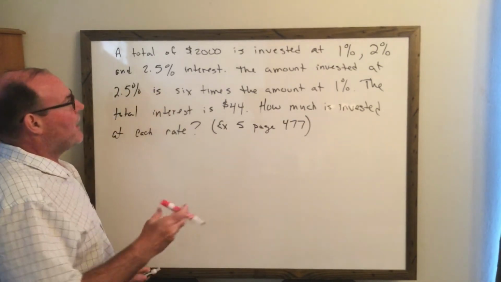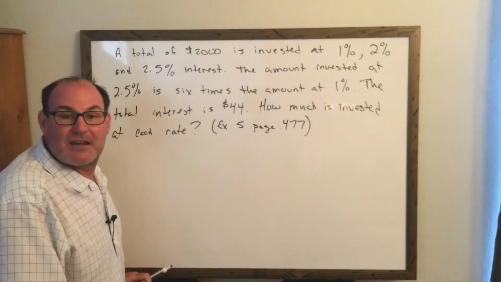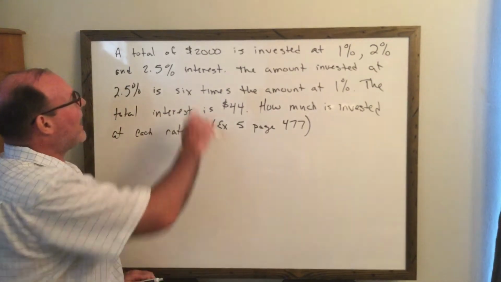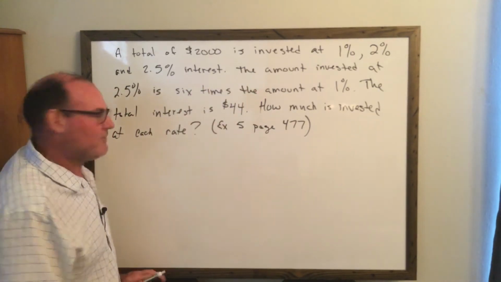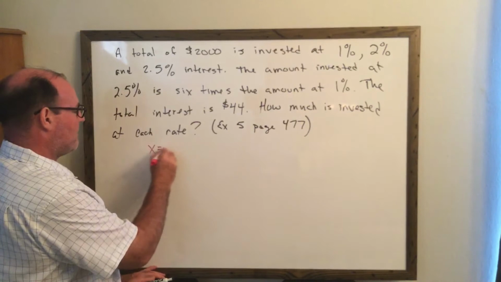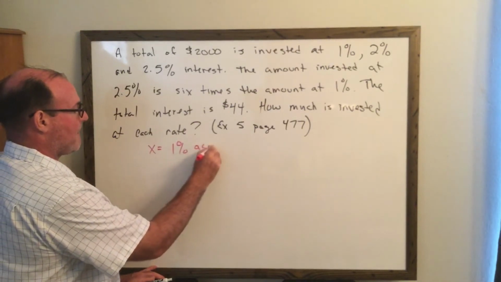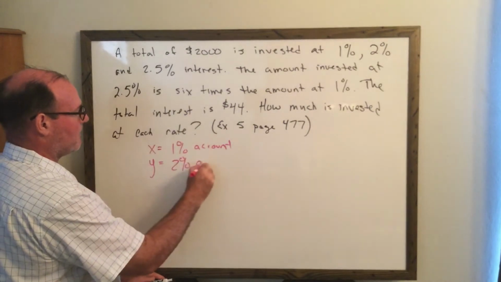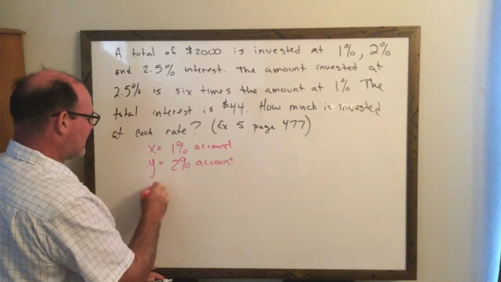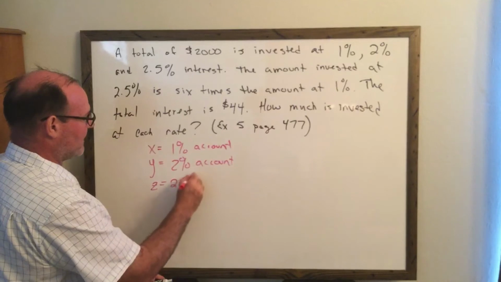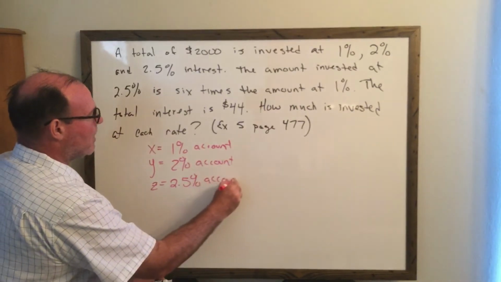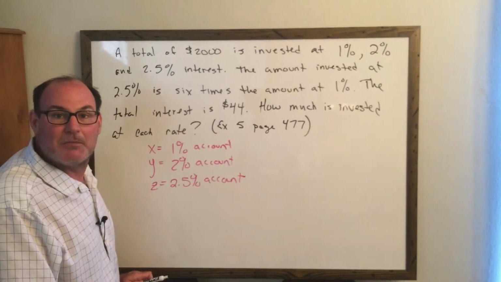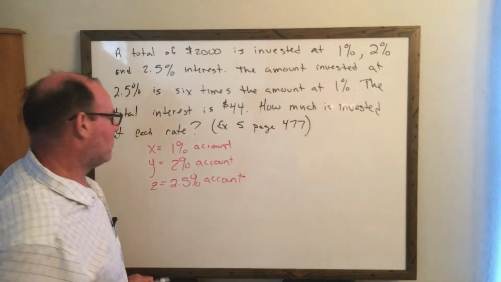So here we go. First thing I have to do is identify the things I don't know so I can set up my equations. I've got 3 accounts I'm investing in. So I'm going to let X be the 1% account, Y be the 2% account, and Z be the 2.5% account. I do not know how much money I have invested in each of those accounts, but I have been given some other information.